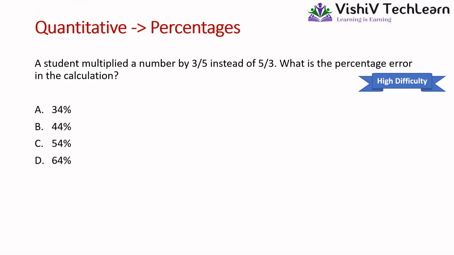Now here, a student multiplied a number by 3 by 5 instead of 5 by 3. What is the percentage error in the calculation? Now this is a high difficulty level question. You must try this. Pause the video, try this question, and if you are not able to get the answer, you can come back here. So a student multiplied a number by 3 by 5 instead of 5 by 3. By mistake he multiplied that number with 3 by 5.